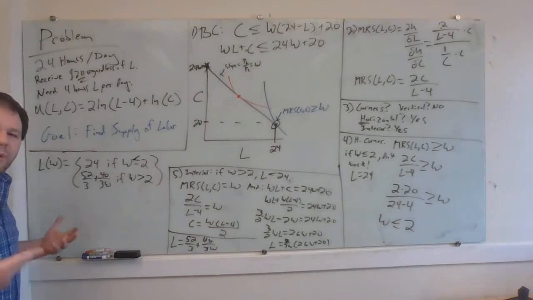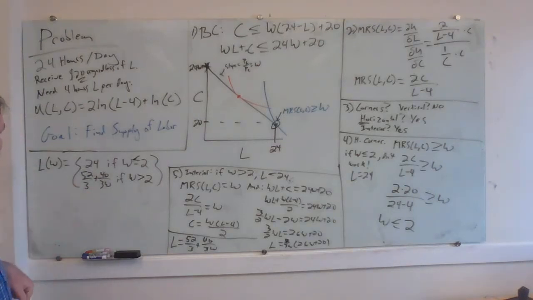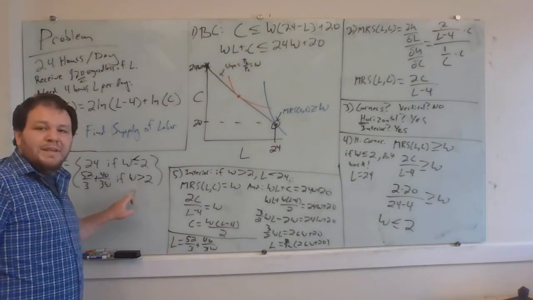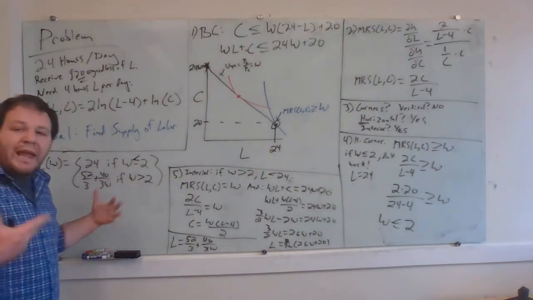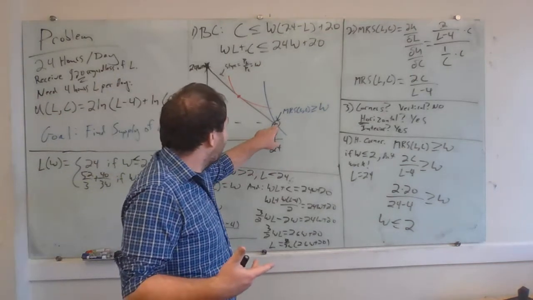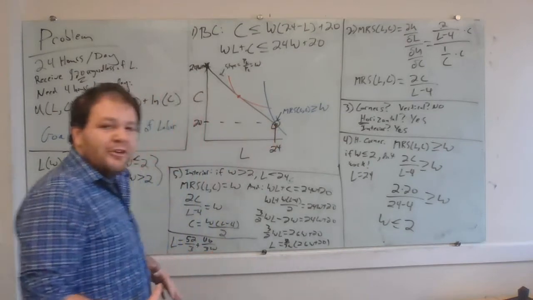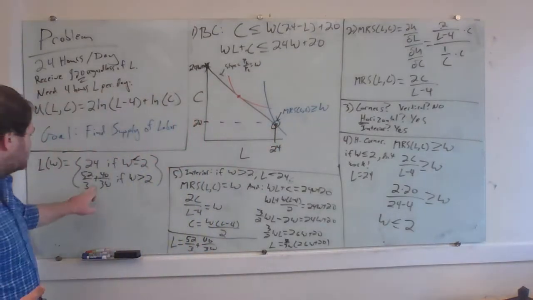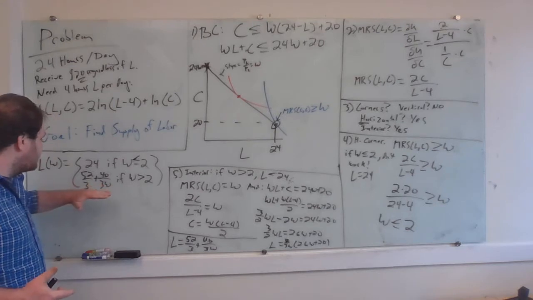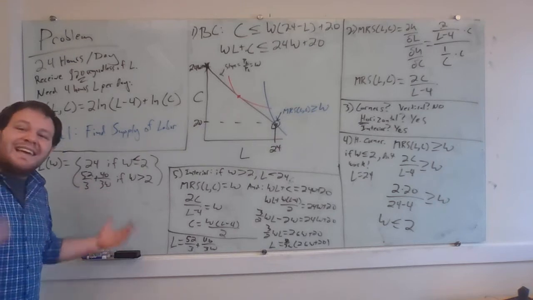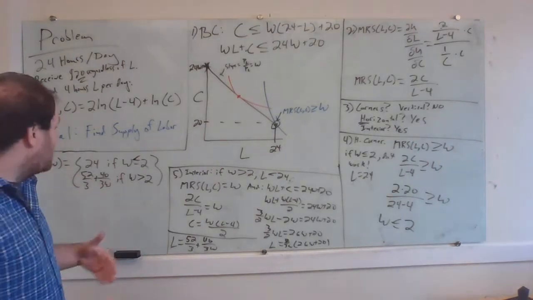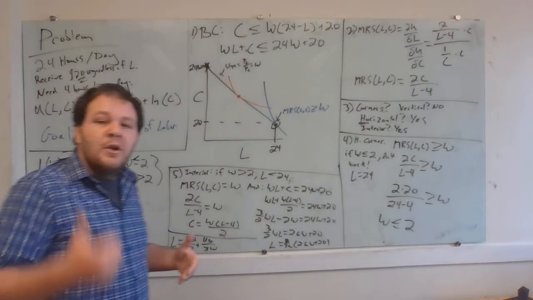Now, a couple things we want to check here. We want to make sure that this answer makes sense. Let's say that we have a W exactly equal to 2. We should get that that's going to be both a corner and an interior solution. Our MRS should be just equal to the price ratio. We should be able to choose exactly 24 hours of leisure using this equation. So if W is equal to 2, this would become 52/3 plus 20/3, which is 72/3, which is 24, exactly as we should expect. Wonderful.